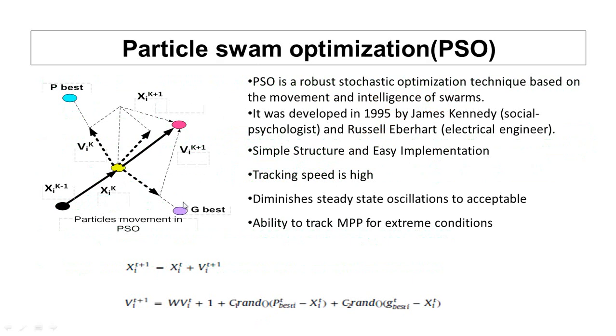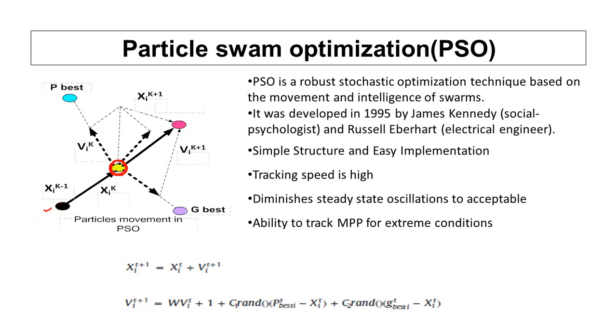Now looking at this particular particle swarm optimization, it's very interesting. Let us see. Particle swarm optimization is nothing but, let me explain, this yellow color as the particle. First let me explain the theory, then I will get into the maximum power point tracking. This yellow is going to be my particle. This black dot is its previous position. Now it has moved to yellow. From black it has moved to yellow.